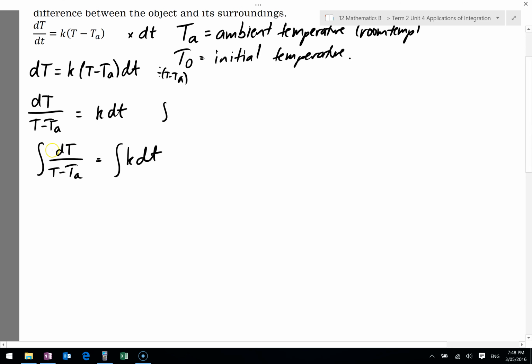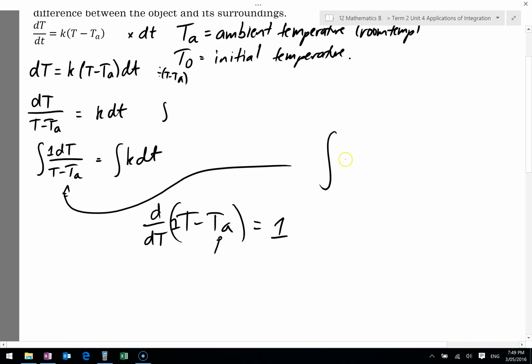Remember there's really a 1 implied in here. What I have is some function on the bottom, T minus TA. If I was to differentiate this with respect to T, TA is just a constant. The derivative would be 1, because there's a 1 outside of the T here. So what I really have is one of these scenarios where I've got in here some function, in this case a function of capital T, and on the top its derivative, integrating with respect to T. So the integral will be the natural log of that function.